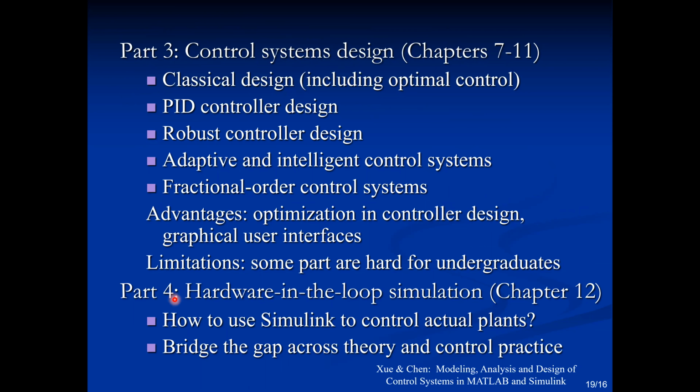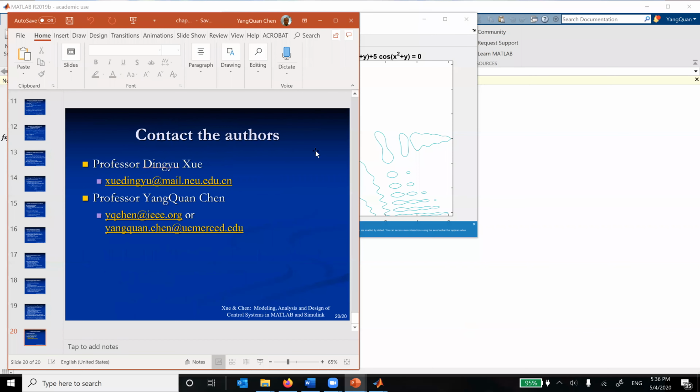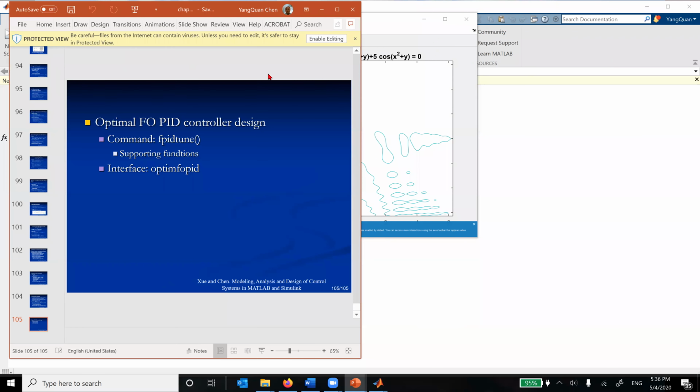Part 4 is the hardware in the loop simulation, how to simulate to control actual plants. We do this in the hardware in the loop simulation in our mechatronics course, to bridge the theory and practice gap. So this is the information about this book. Now I'm going to go through chapter 11.